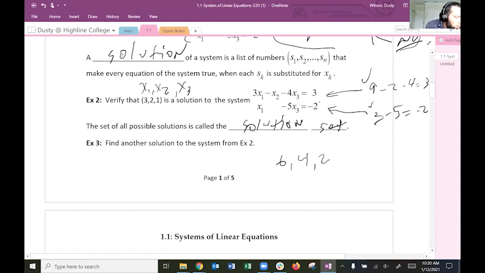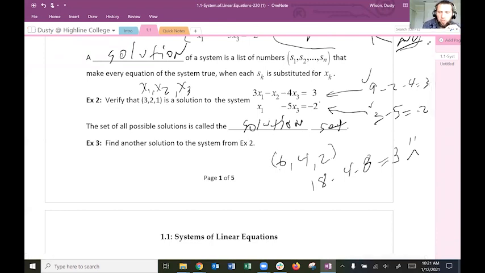Will that work? So we'd have 18 minus 4 minus 8. Is that going to be equal to 3? Doesn't look like that's going to work. So that 6, 4, 2 didn't work. That's too bad. Yeah, from Hui, the right side would also need to be multiplied. Yeah, that did not work.